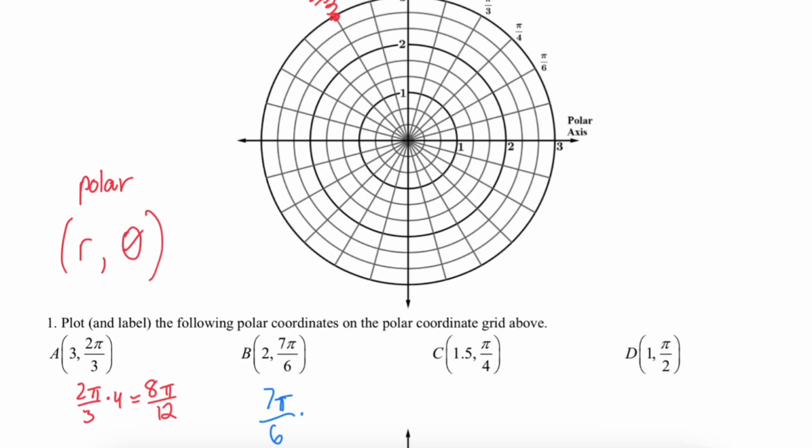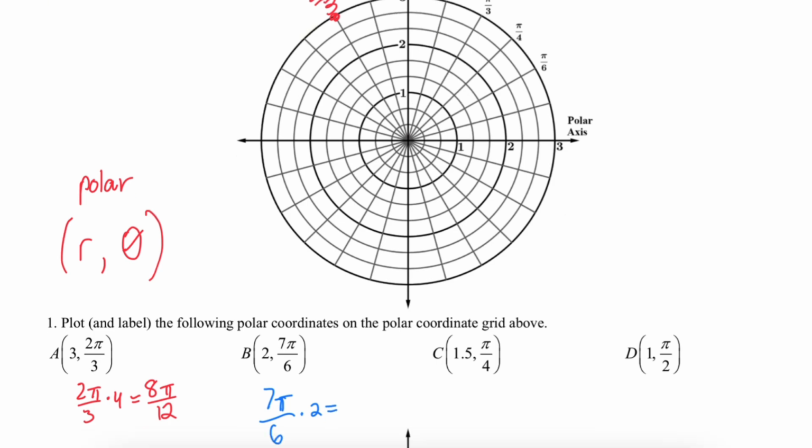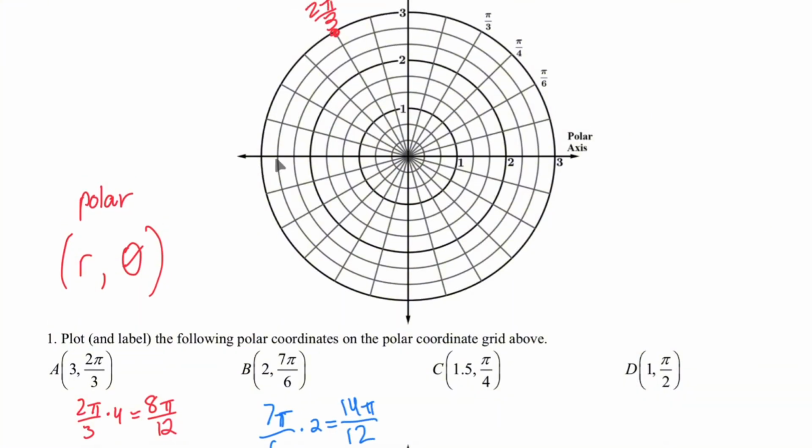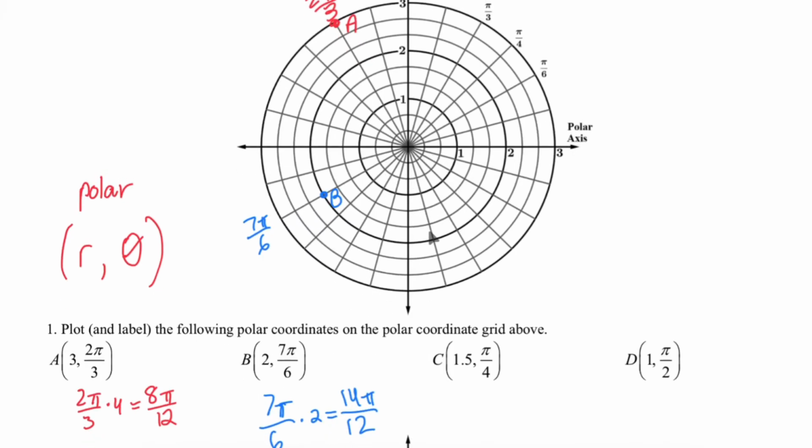I guess I'm going to keep doing that, even though some of you probably have it memorized. So 6 times 2 gives us 12, and that's 14 pi. I know this line right here is 12, so it's 12, 13, 14. This right here is 7 pi over 6. 2 is this, so it looks like B is here. You might want to do it quicker, because obviously the AP exam has a time limit.